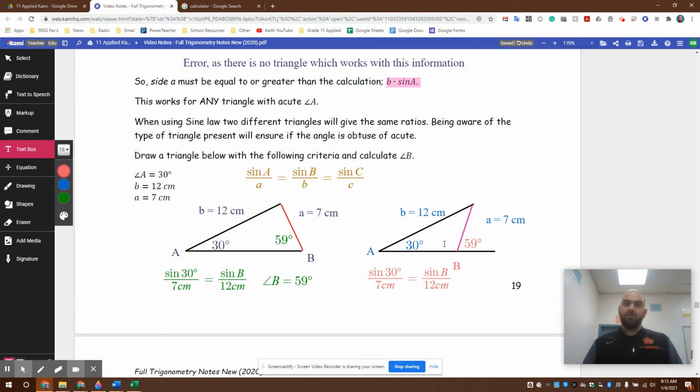This angle right here is going to be the supplementary angle to 59 degrees. So we do 180 minus 59 degrees. And if we do some quick mental math, that's going to give us 121 degrees. So this angle inside here is 121 degrees. We have to be careful when we are doing these types of problems.